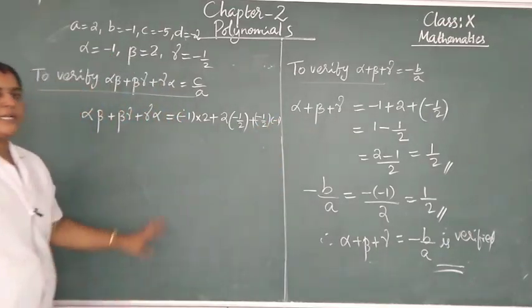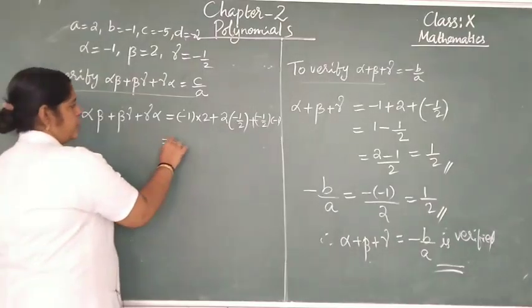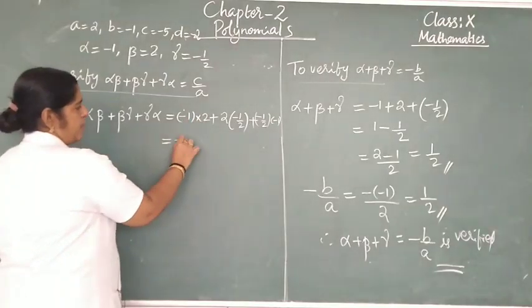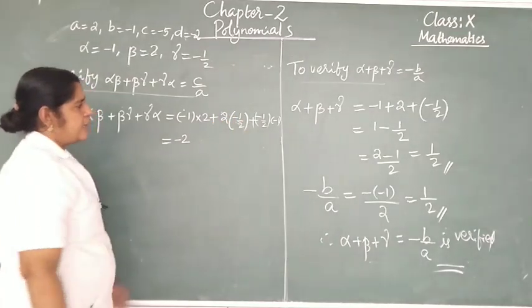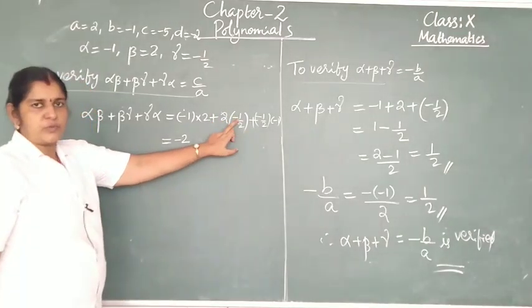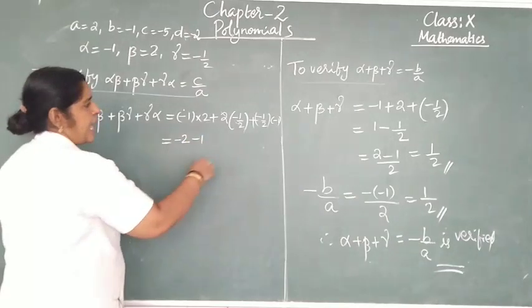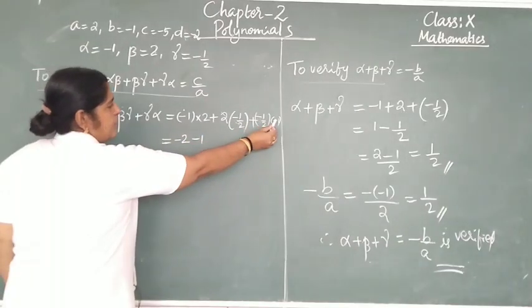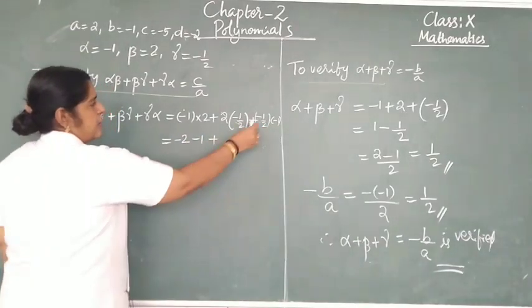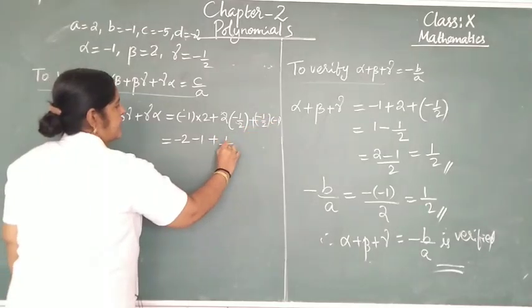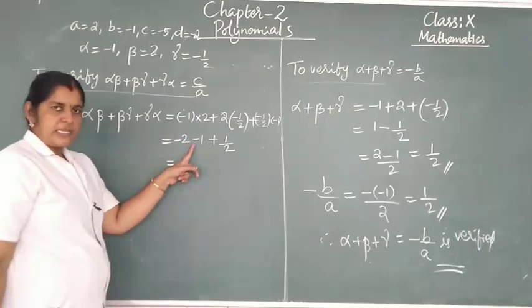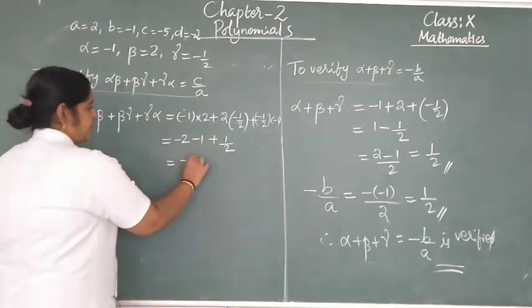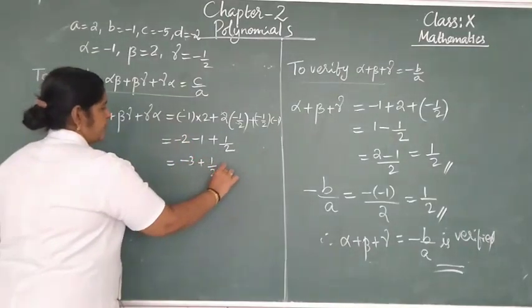Okay. Now we need to simplify. This is equal to minus 1 into 2 minus 2. Now here this 2 and 2 can be cancelled. So we are having plus into minus 1, that is minus 1, and the last term minus into minus becomes plus 1 into 1 by 2, that is 1 by 2. So again minus 2 minus 1, that is minus 3 plus 1 by 2.